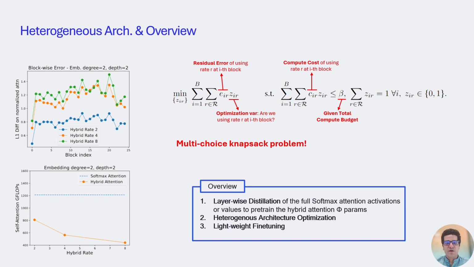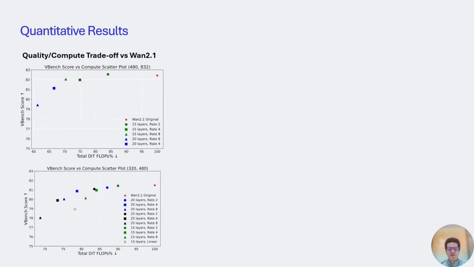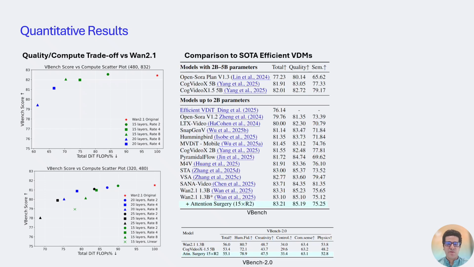As an overview, our proposed recipe comprises 3 steps: a layer-wise distillation of softmax to the student hybrid attention to learn the phi transformations, optimizing a heterogeneous hybrid DiT architecture given the error residuals from step 1, and a lightweight end-to-end fine-tuning. As we observe with quantitative evaluations on VBench, various variants of our model offer a notable reduction in the compute while mainly preserving the generation quality. Also, our method performs quite competitively as compared to the state-of-the-art efficient diffusion models and the underlying Wan model as evaluated on VBench and VBench2 benchmarks.